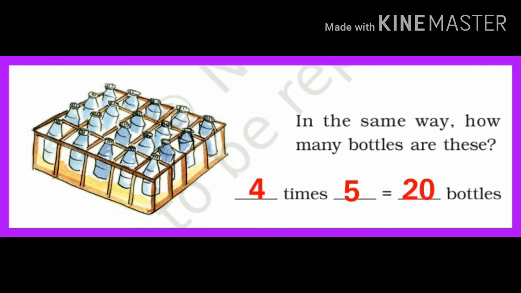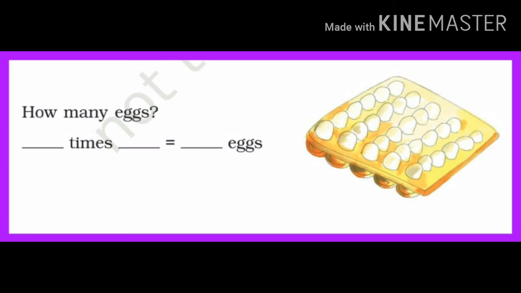That means I have multiplied 4 and 5. 4 5s is 20. Now we have to count the number of eggs in this picture. Dash times dash.